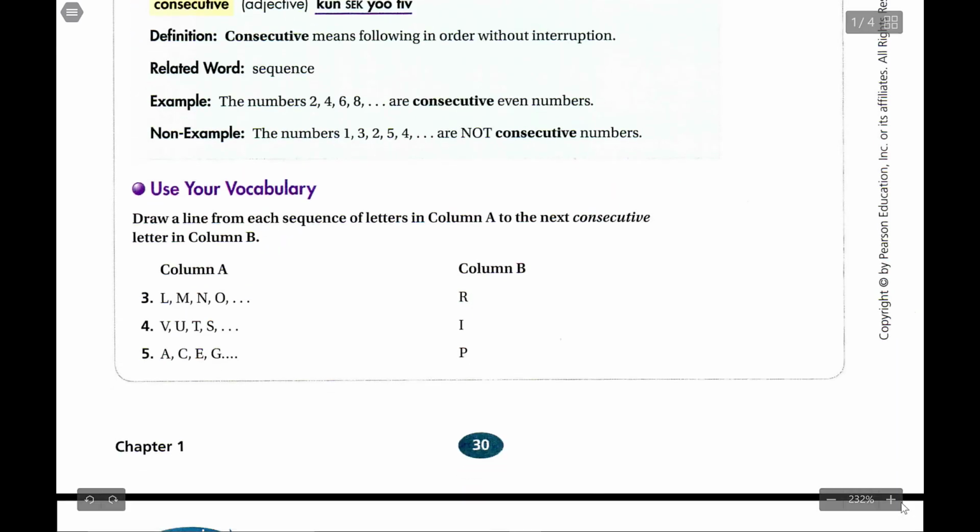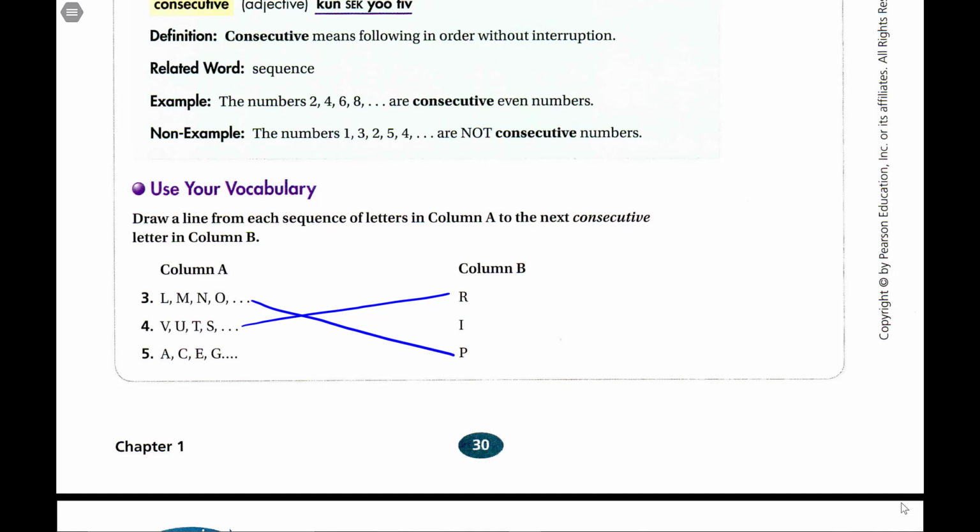For using the vocabulary, we have column A. We're given a sequence of letters. Then we want to match it up to the next letter in that sequence. For number 3, we have L-M-N-O, so it would stand to reason that the next one would be P, L-M-N-O-P. Example 4, V-U-T-S. Well, that's just going backwards through the alphabet, so the letter that precedes S in the alphabet is R. And for our last one, we have A, C, E, G.